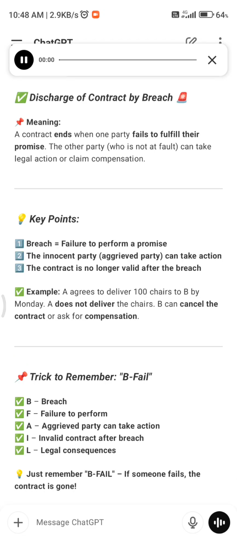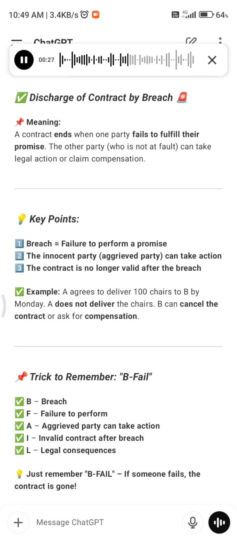Discharge of contract by breach. Meaning, a contract ends when one party fails to fulfill their promise. The other party, who is not at fault, can take legal action or claim compensation. 1. Breach equals failure to perform a promise. 2. The innocent party, the aggrieved party, can take action. The contract is no longer valid after the breach.